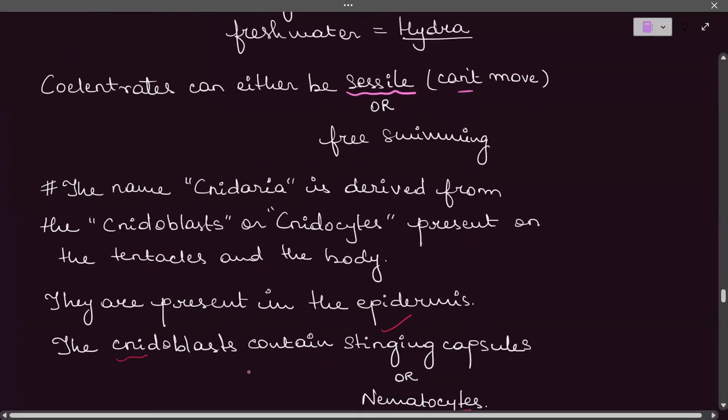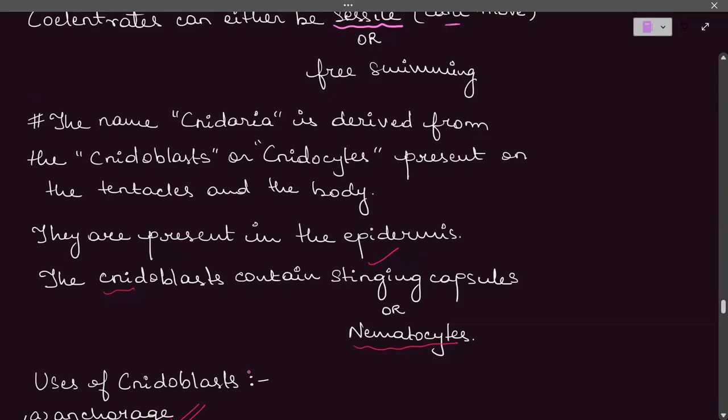Now, the name Cnidaria is derived from the cnidoblasts or the cnidocytes present on the tentacles and the body. See, cnidocytes are specialized cells that are present on their tentacles and their body. Now, what they do is that they help in the stinging process. They are sort of like a defense mechanism of their body.